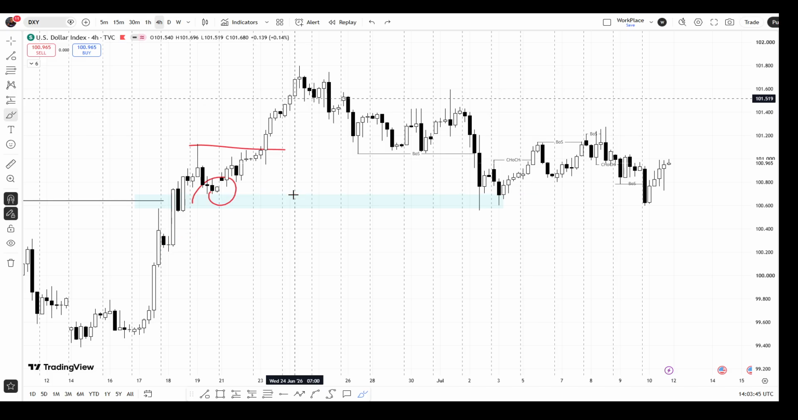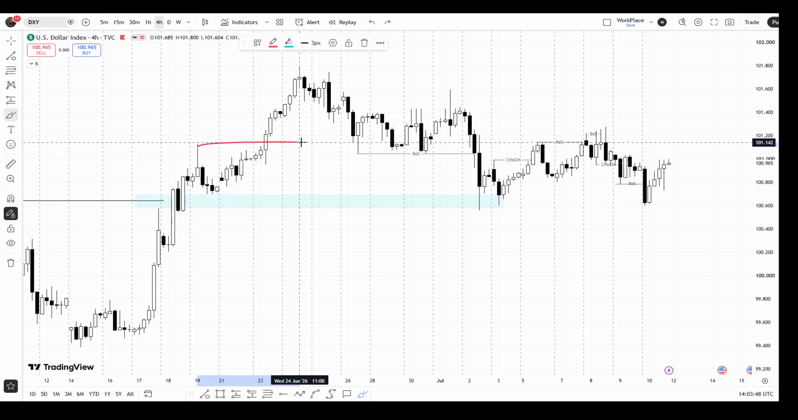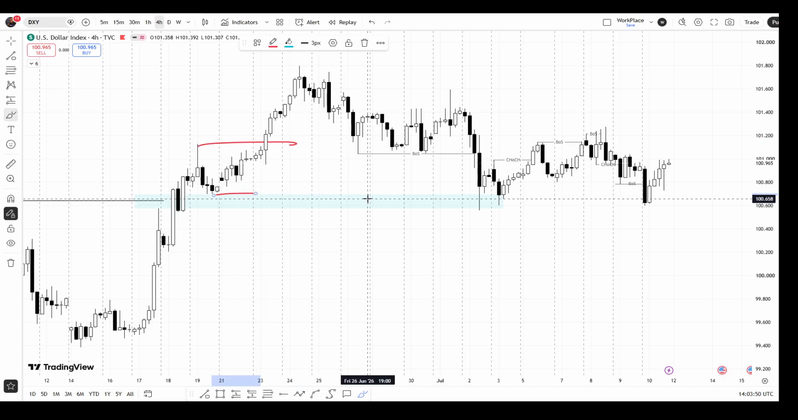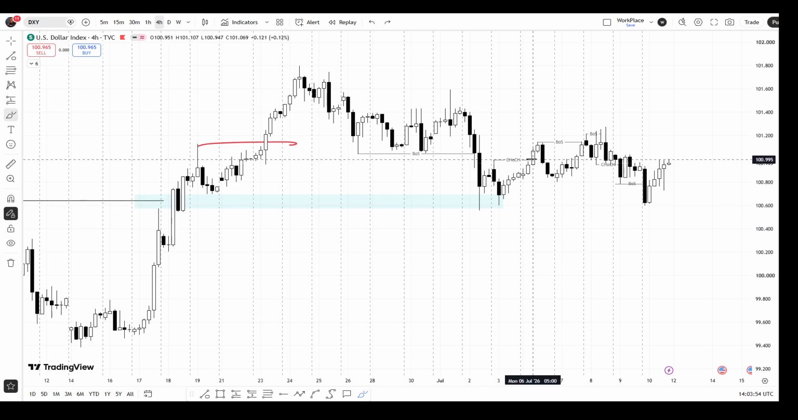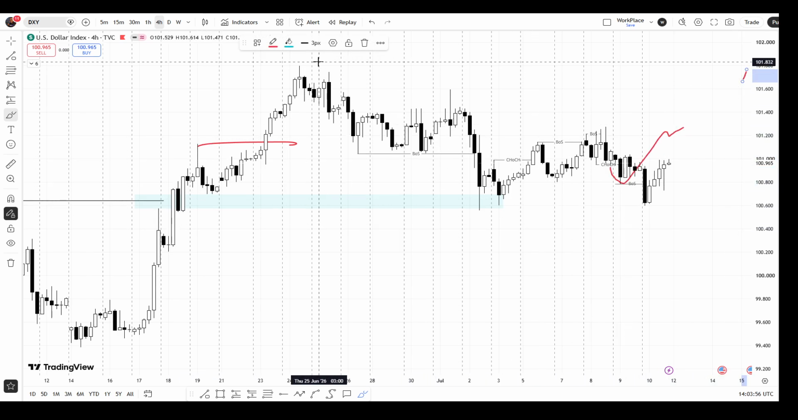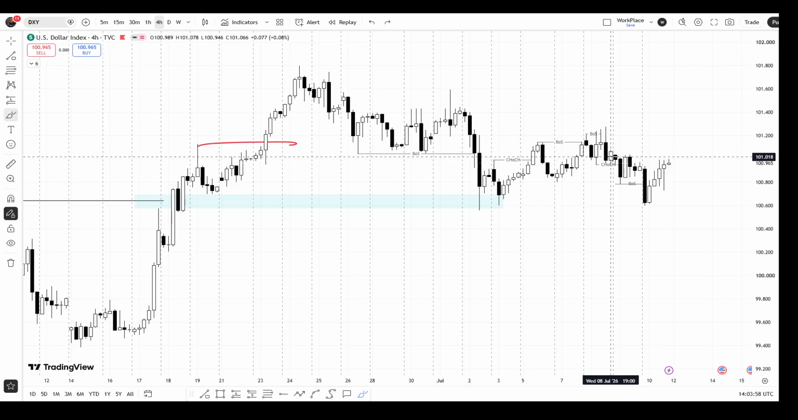All right. So after this break of structure, minor break of structure, sweep, mitigation of the fair value gap on a daily time frame, we are trying to push upside to break this high for a 4-hour break of structure to the upside.